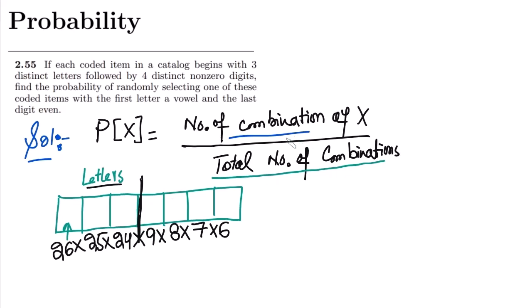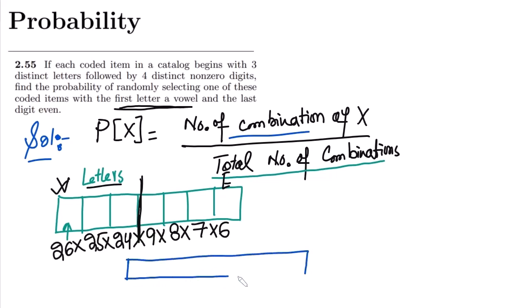Okay, so after it, we have to find the number of combinations of x, which is basically the condition given here. So find the probability of randomly selecting one of these coded items with the first letter a vowel. Okay, we will have to have here a vowel, and the last digit is even, so we will have here an even number. Okay, so let me use this one here. Again we will have here 3 letters and 4 digits.